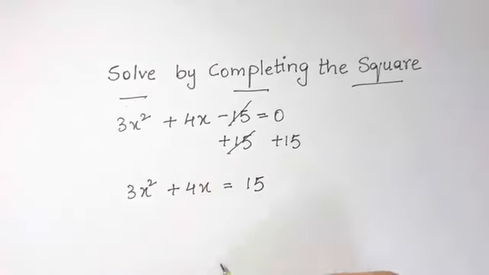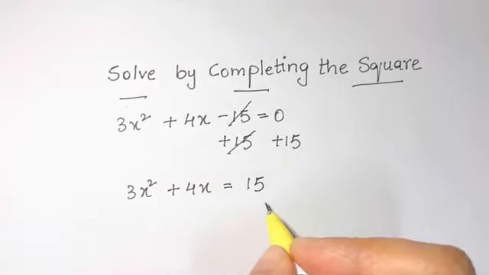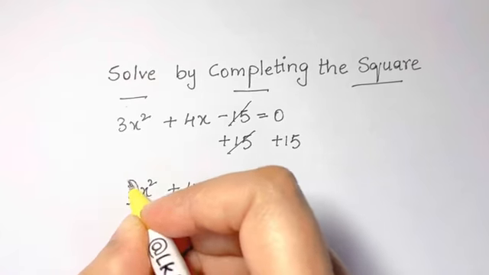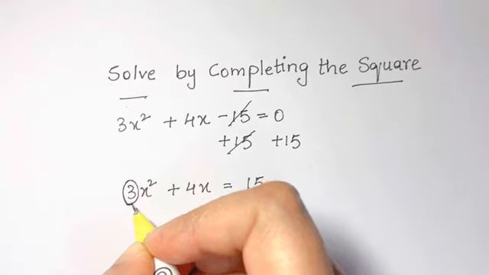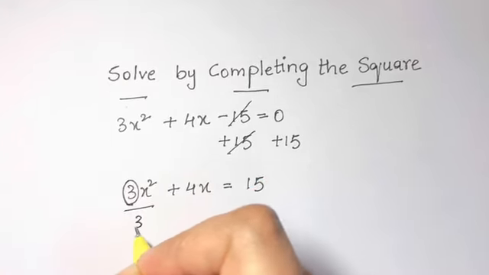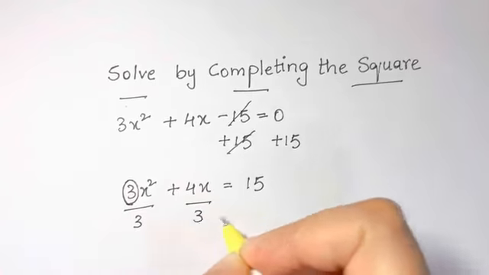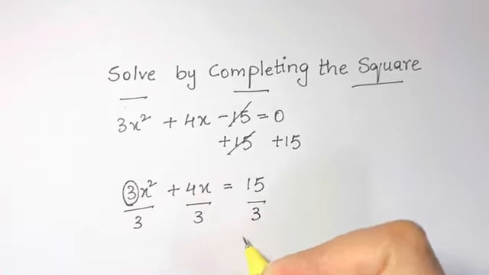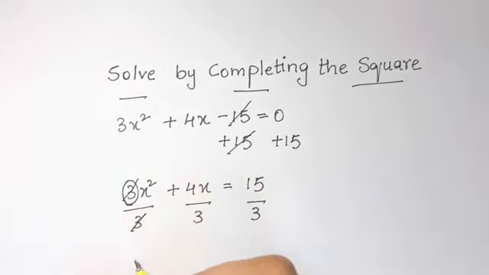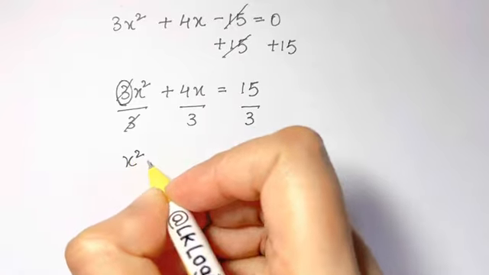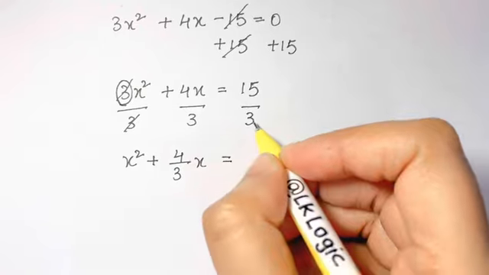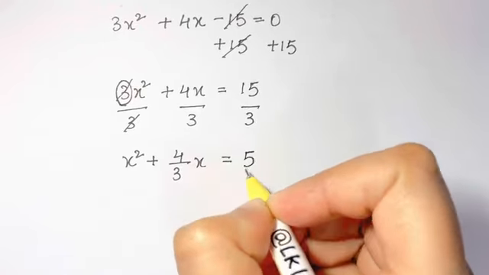So the next step, I want to make sure that the leading coefficient must be 1. And this one over here is 3. So we need to make sure that this should be 1. So we must divide this by 3. All the terms are divided by 3. That means this 3 and 3 cancel out. So we get x squared plus 4 over 3x equals 5. 15 divided by 3 is 5.